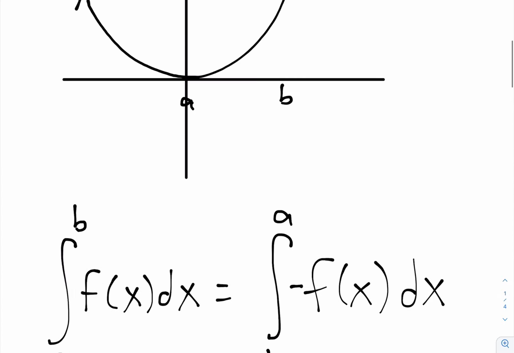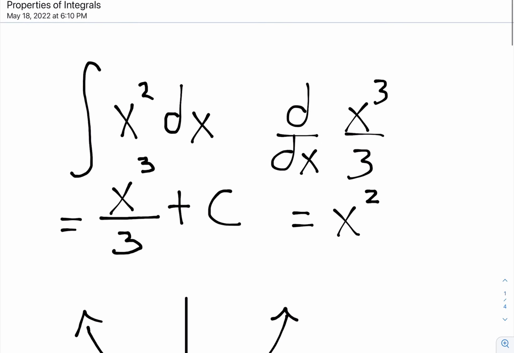So those are the properties of integrals. The constant multiple rule, the additivity, the sum and difference, the zero property, those are all properties that are super useful and that are kind of essential in doing integral problems.